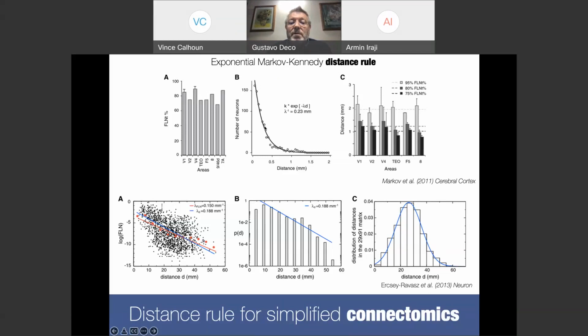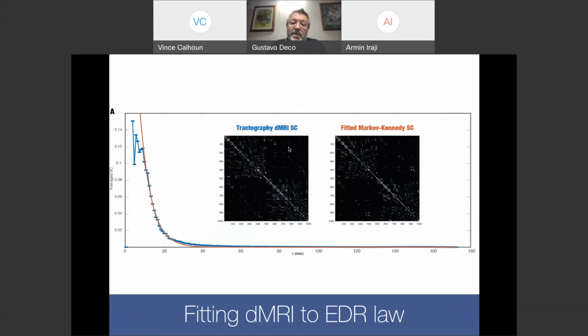In fact, we were verifying this in the context of the DTI, dMRI tractography of our 1,000 subjects in the Human Connectome Project. Of course, we know that the quality of dMRI tractography is not fantastic, at least not comparable with the tract tracing studies. But in any case, we have done that. And in fact, we managed to fit pretty well an exponential distance rule.